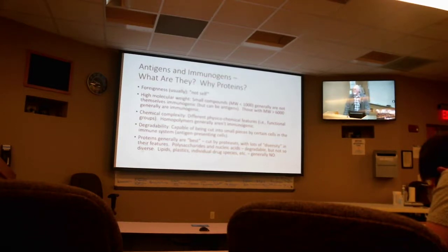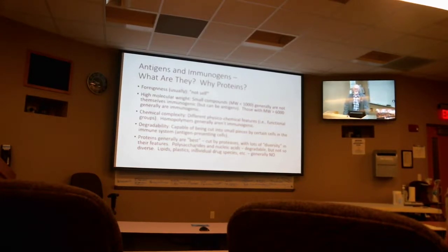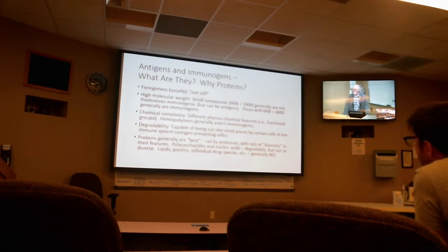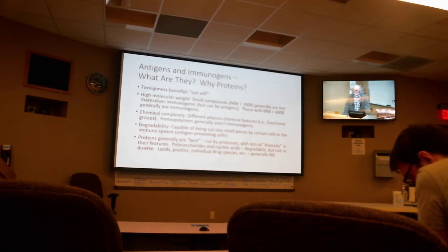But they're not so diverse. So while, yes, you could, for example, try to use polysaccharides as an immunogen, they have to be pretty high molecular weight. You'd want to have a lot of different kinds of sugars in it, maybe modify those sugars a whole lot, and then it would possibly work as an immunogen. But generally speaking, sugar polymers don't work very well. And the same goes for nucleic acids.